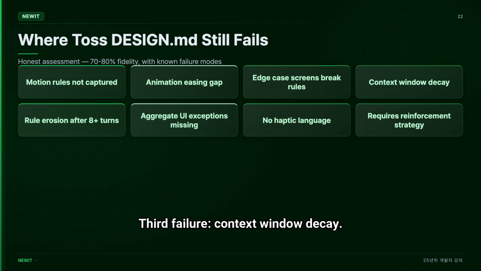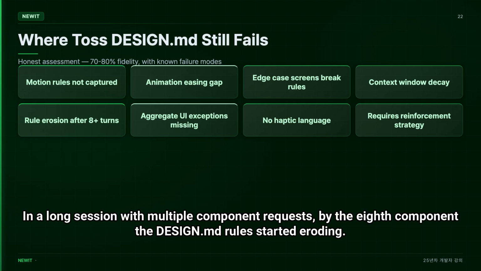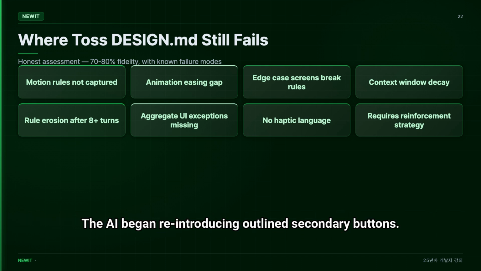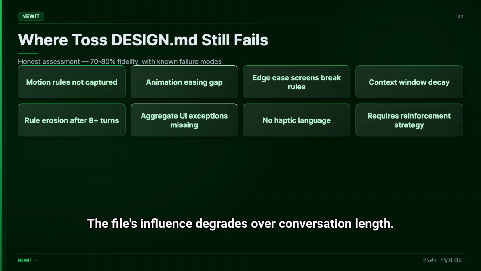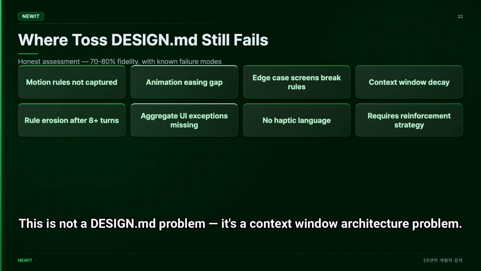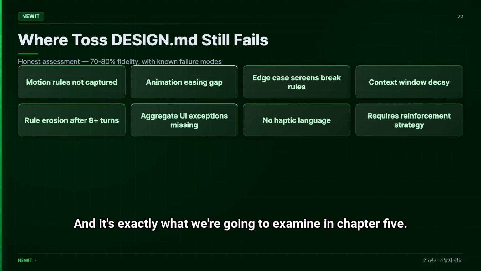Third failure, context window decay. In a long session with multiple requests, by the eighth component, the DESIGN.md rules started eroding. The AI began reintroducing outlined secondary buttons. The file's influence degrades over conversation length. This is not a DESIGN.md problem. It's a context window architecture problem. And it's exactly what we're going to examine in Chapter 5.